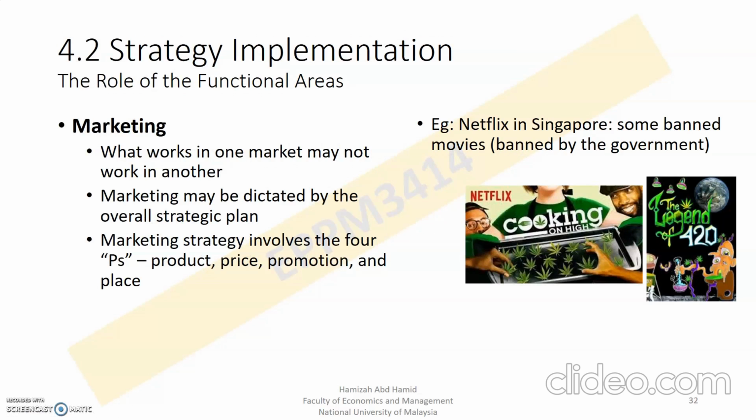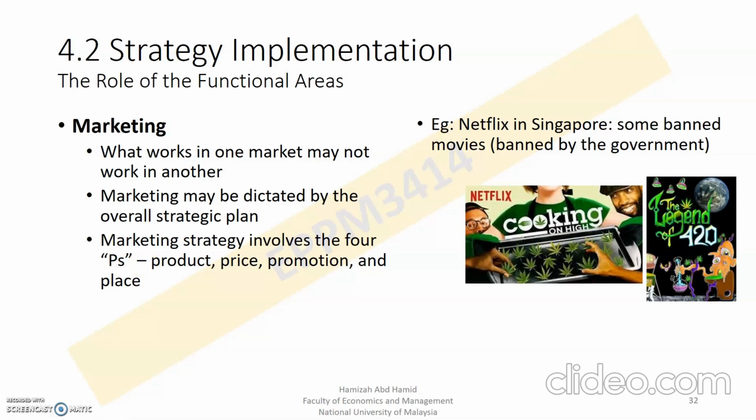We will discuss some of the functional areas by which the company can implement their strategy. One of them is marketing. This is important because what works in one market may not work in another. Marketing can also be dictated or influenced by the overall strategic plan. I don't think we need to discuss this further because you've learned this again and again.